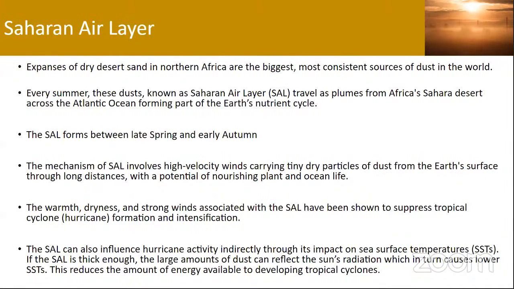Throwing more light on that, the SAL is able to indirectly impact the sea surface temperatures. We know that for storms or hurricanes to form, we need cloud formation. But the Saharan air layer is able to reduce the amount of cloud that forms around the Atlantic Ocean surface, and then it's able to suppress or reduce the formation or development of tropical cyclones.